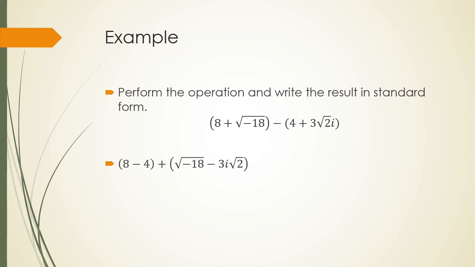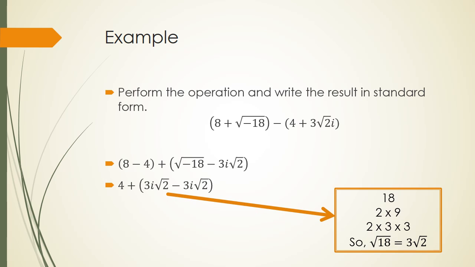The first thing we want to do here is split up our numbers. We have the real and we have the imaginary. We also need to make sure that we write the square root of negative 18 as i square root of 18. And then we're going to break the square root of 18 down. It is 3 times 3 times 2. We have a pair of 3s, so they get to come out with the i. And we have 3i square root of 2 minus 3i square root of 2. And that results in 4, because 3i square root of 2 minus 3i square root of 2 cancel each other out.